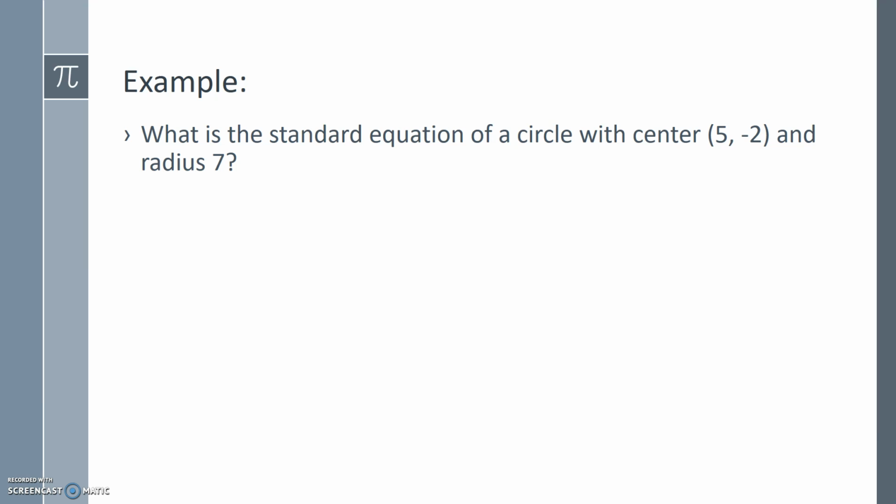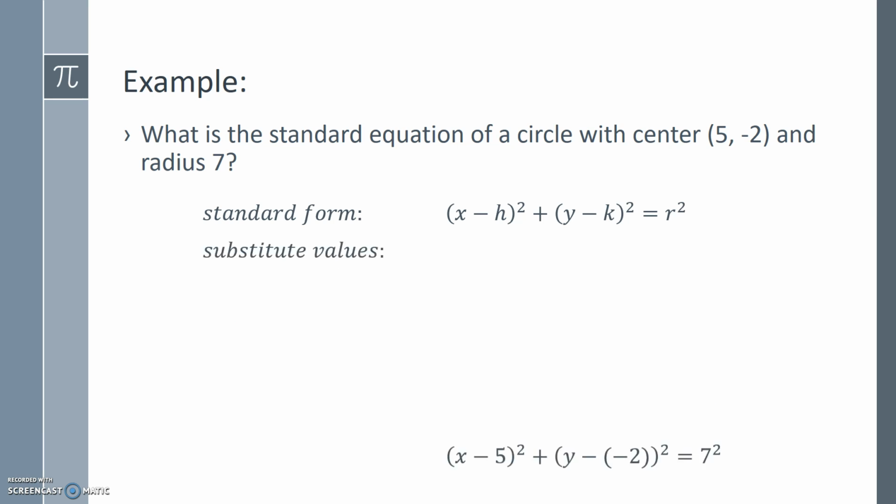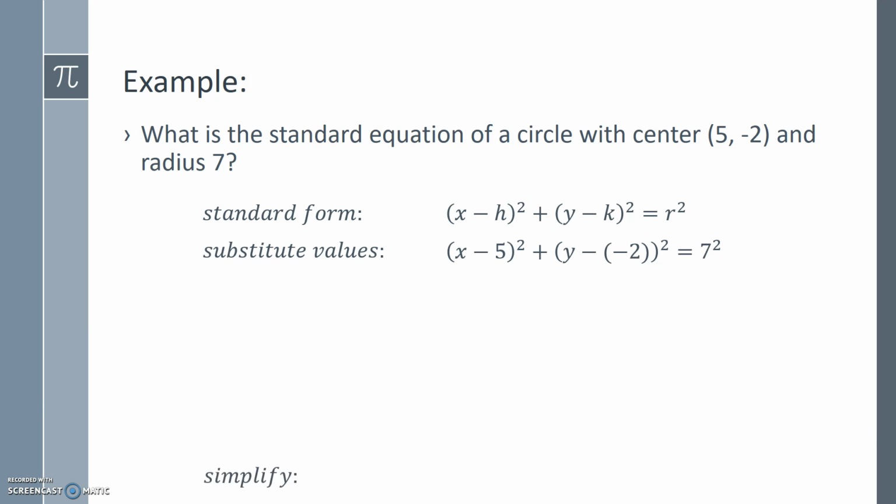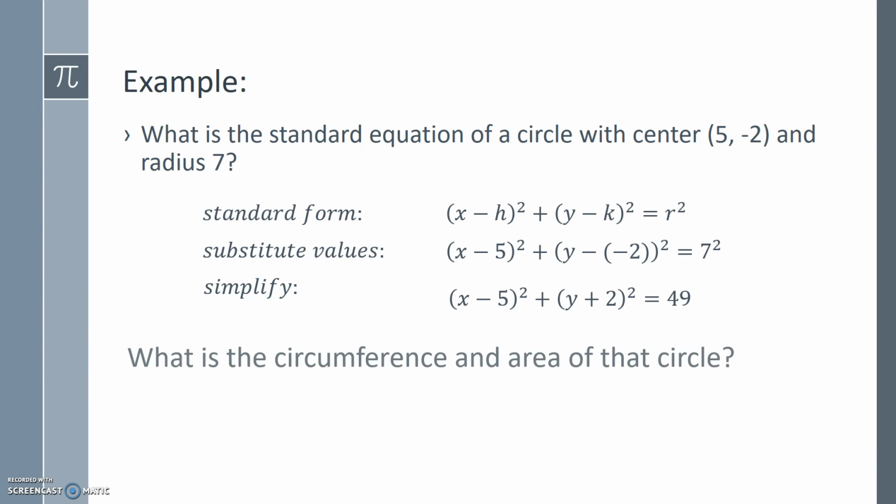I'm telling you what the center is. It's (5, -2), and the radius is 7. So the first thing I know is that the standard form is (x - h)^2 + (y - k)^2 = r^2. So we're going to substitute our values in. It's going to be (x - 5)^2 + (y - (-2))^2 = 7^2. Now we're going to simplify everything. If you can simplify, simplify. The negative negative in the y is going to become a plus 2, and 7 squared is just going to be written out as 49. So that's our standard form.